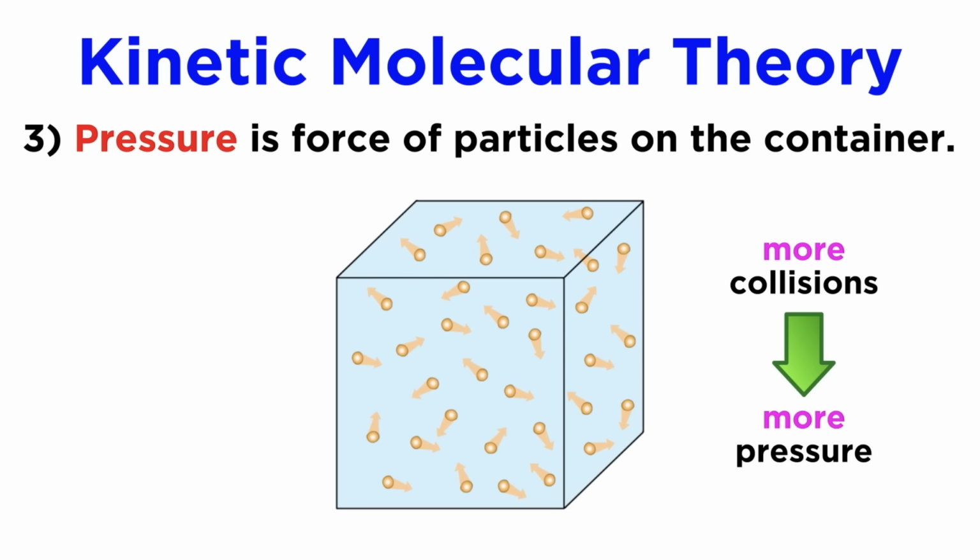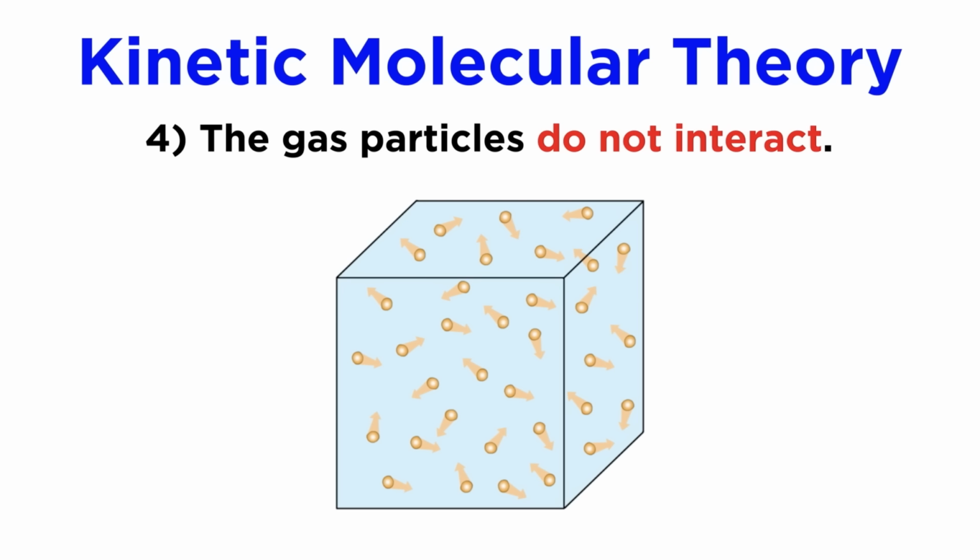If there are a lot of particles moving very fast, there are many collisions, so the system exerts a lot of pressure. If there are very few particles moving very slowly, there are very few collisions, and thus the system exerts very low pressure. Number 4, we ignore the possibility that gas particles could exert any kind of gravitational or electromagnetic influence on one another.